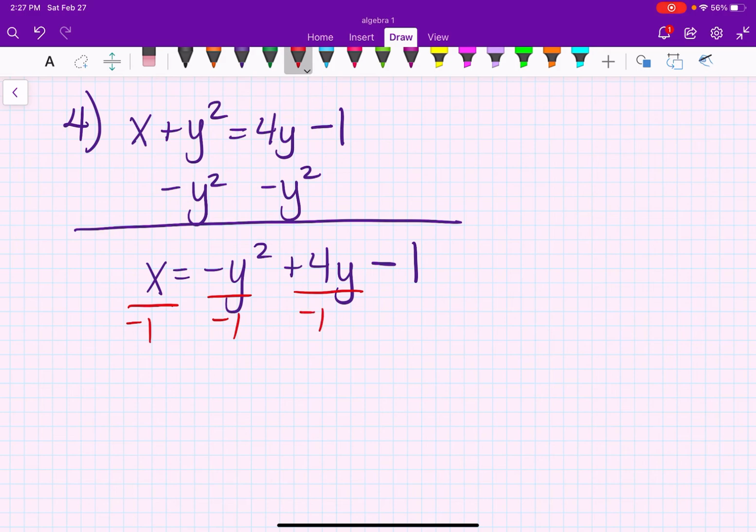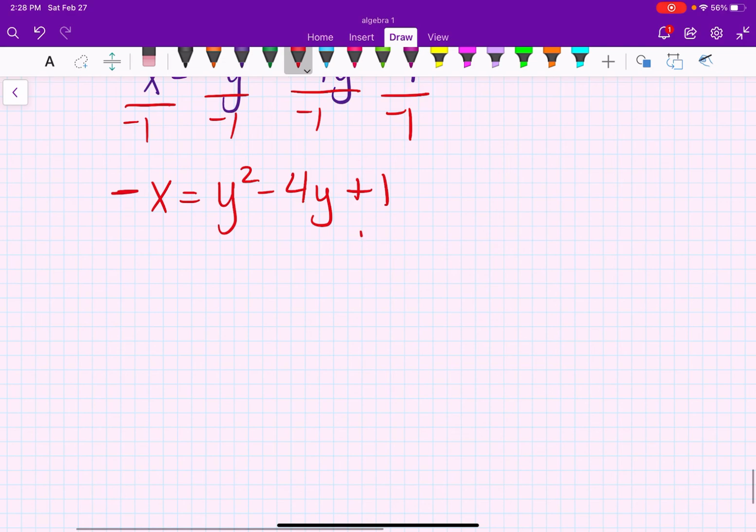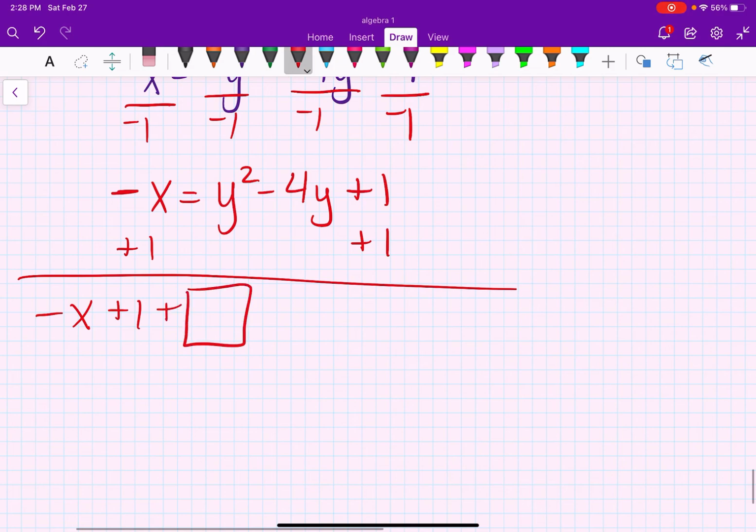And we can take care of that later. Okay, so now I have -x equals y squared minus 4y plus 1. Okay, got to make room for my box. So now I have -x plus 1 plus a box equals y squared minus 4y plus a box.